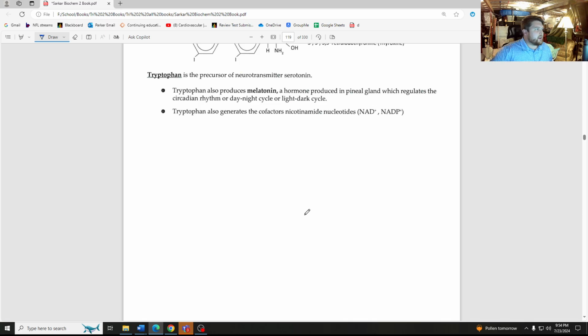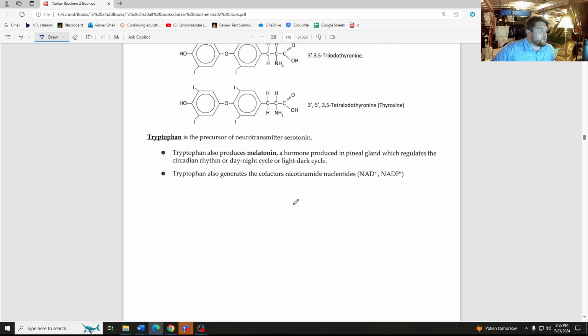Now, tryptophan is the precursor of the neurotransmitter serotonin. Tryptophan also produces melatonin. Again, remember, melanin in the skin, melatonin for sleep, which is produced in the pineal gland. Another thing that professors will often do is give you the answer choice of the pineal gland or the pituitary.